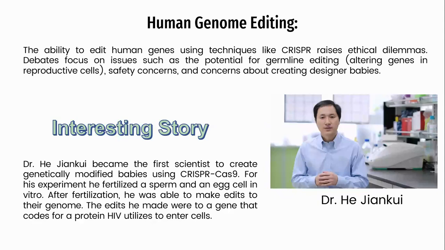But this doctor became the first scientist to create genetically modified babies using CRISPR-Cas9. In his experiment, he fertilized a sperm and an egg in vitro. And after fertilization, he was able to make edits to the genome. The edits he made were to a gene that codes for a protein HIV utilizes to enter the cells. So what he did was, he had no permission to do this. He did this in his own laboratory.